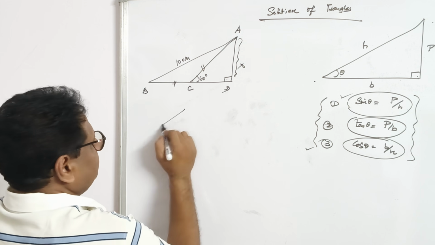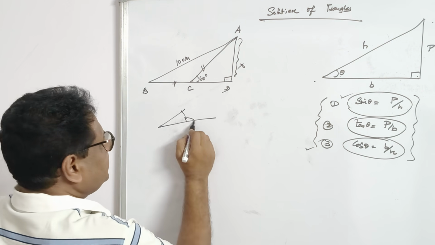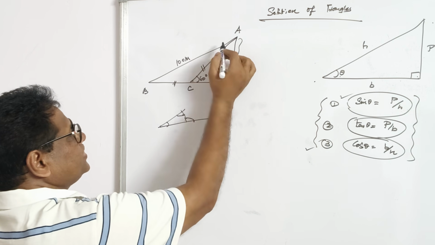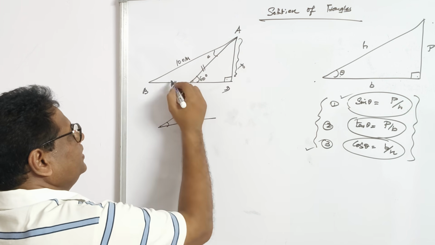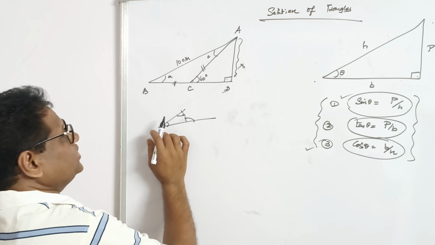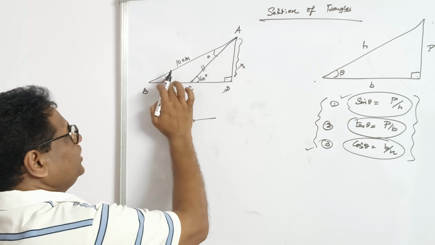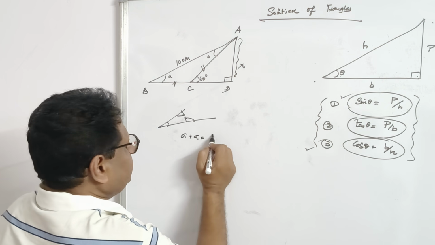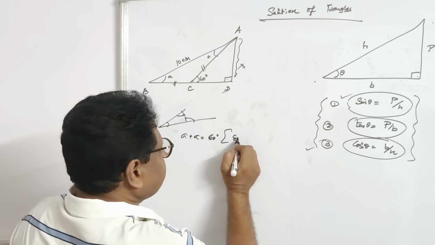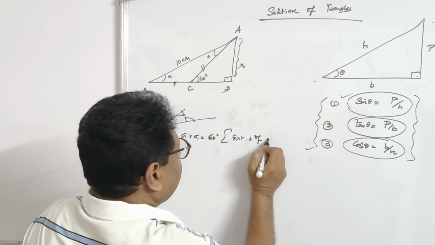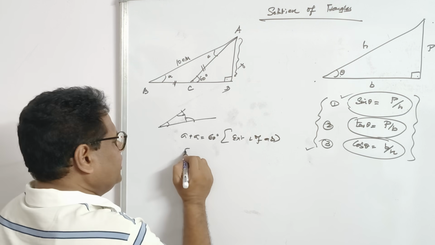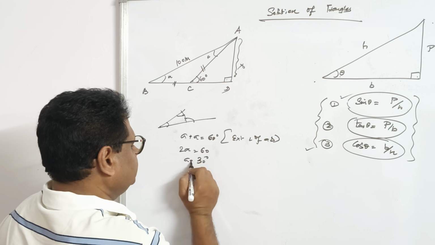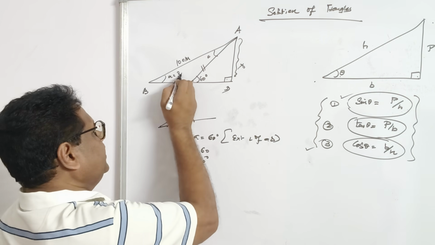You know, for a triangle, the exterior angle is equal to the sum of the opposite interior angles. Now this is an isosceles triangle. If you take this angle as A, this angle will also be A, because the angles opposite to equal sides are also equal for an isosceles triangle. So let's now write A plus A equals 60 degrees. Reason: exterior angle of a triangle. That brings 2A equals 60, so A equals 30 degrees. So we got this angle A as 30 degrees.